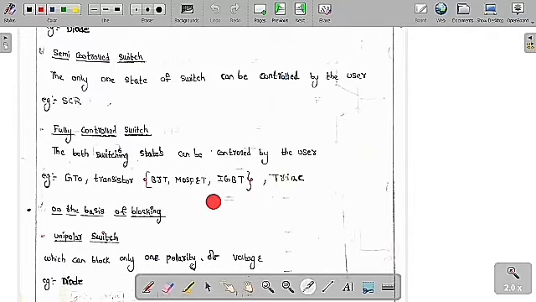Whereas fully controlled switch means both switching states can be controlled by the user only, so we are going to call it a fully controlled switch. Some examples of uncontrolled switch are the diode, some examples of semi-controlled switch are the SCR, and some examples of fully controlled switch are the GTO, transistors like BJT, MOSFET and IGBT, and also one more thing, the triac.